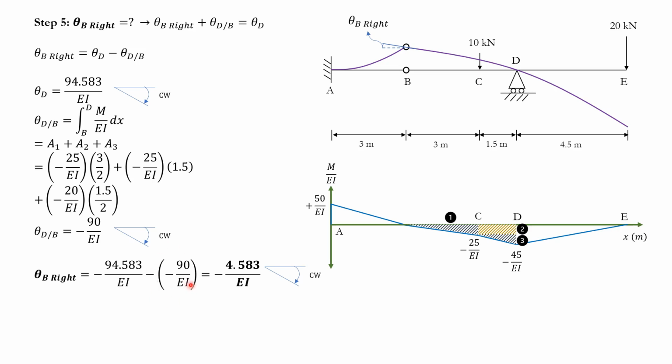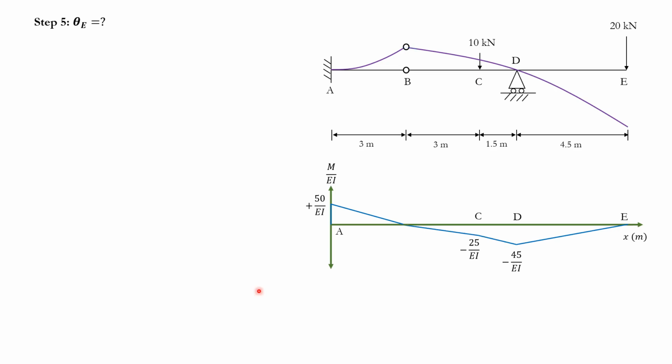So when you're substituting these values, whenever you're using the first theorem, always pay attention to the signs. If it's clockwise, you're going to put negative. If it's counterclockwise, you're going to put positive. That's all. And so when you do that, you're going to get this value. And since it's negative, that means again that it is clockwise. So that's how you find the rotation for point B from the right side.